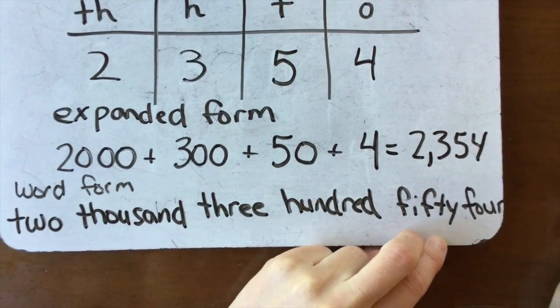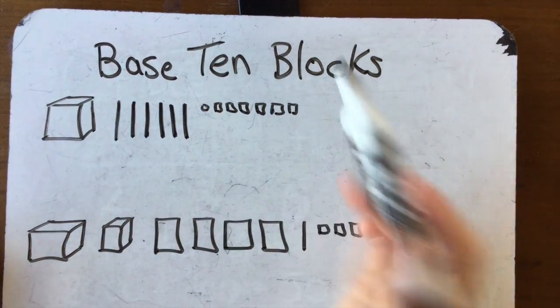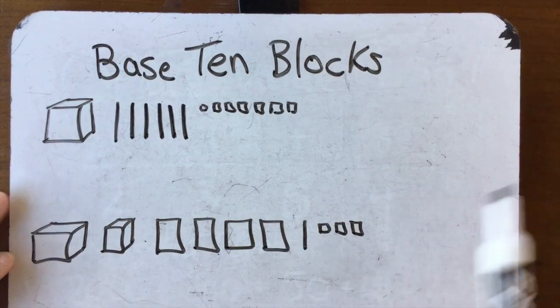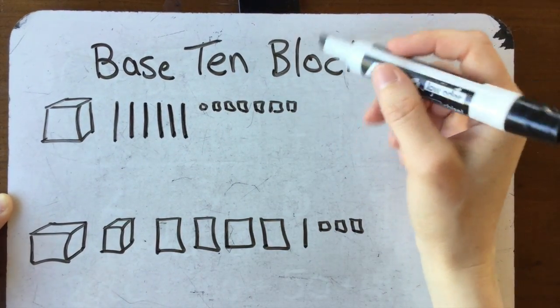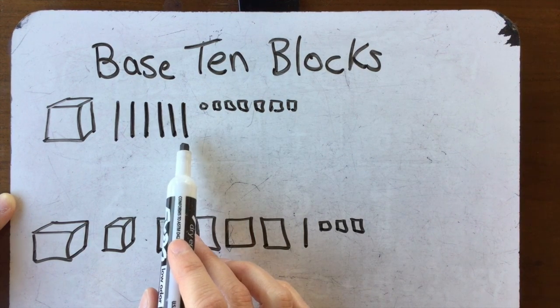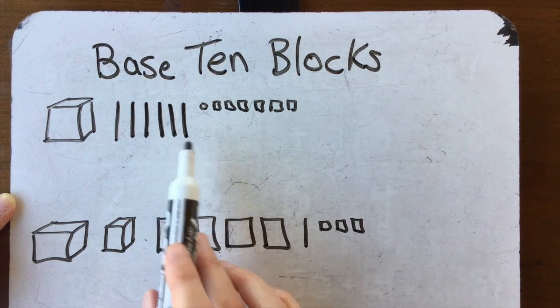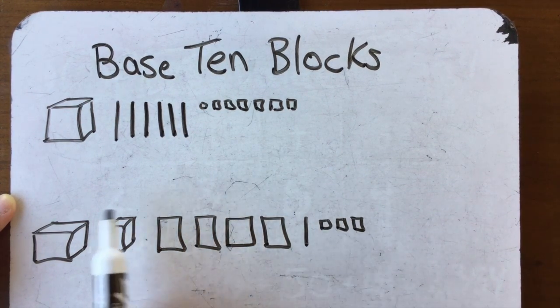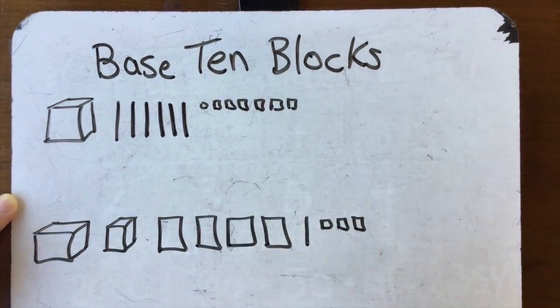Another way we can show numbers is by using base 10 blocks. So here we have 2 different numbers. This small cube is the ones. These longs are the tens. These are called flats. They're 100s, and these are our 1,000 cube. So let's look at this first number and see if we can figure out what number this would be.